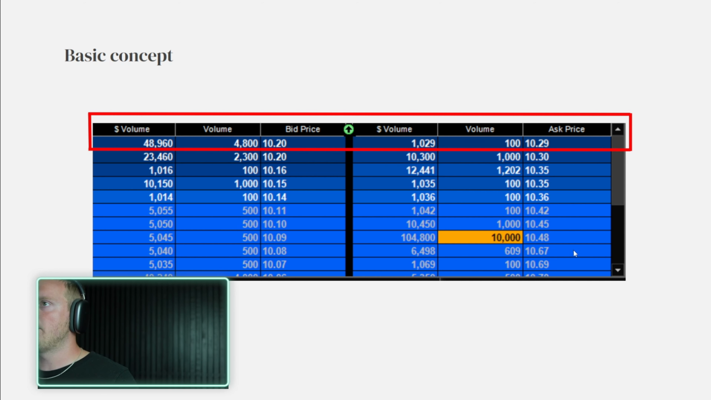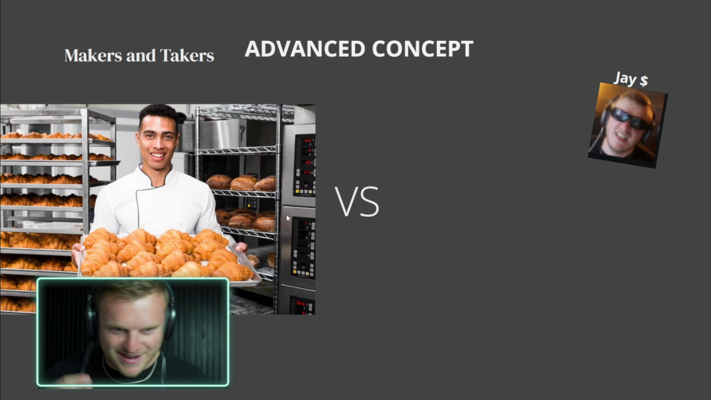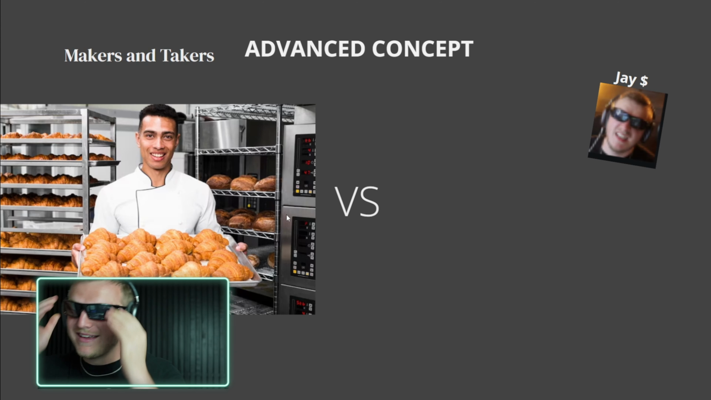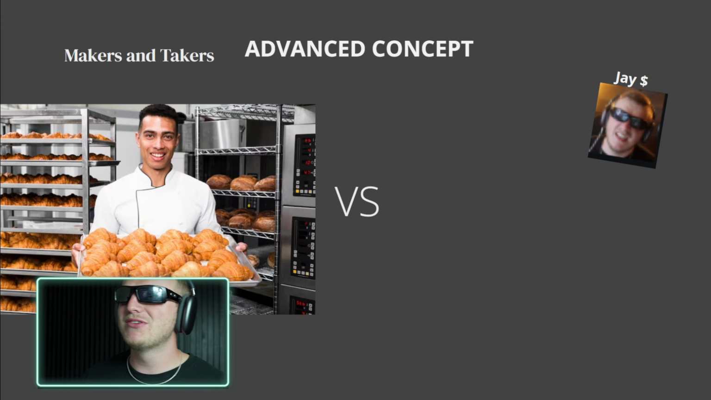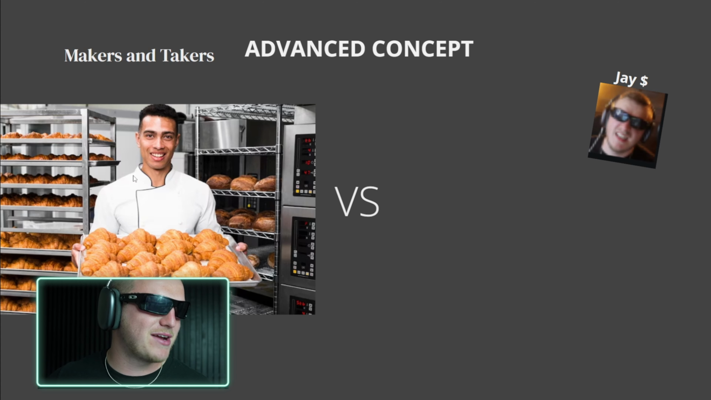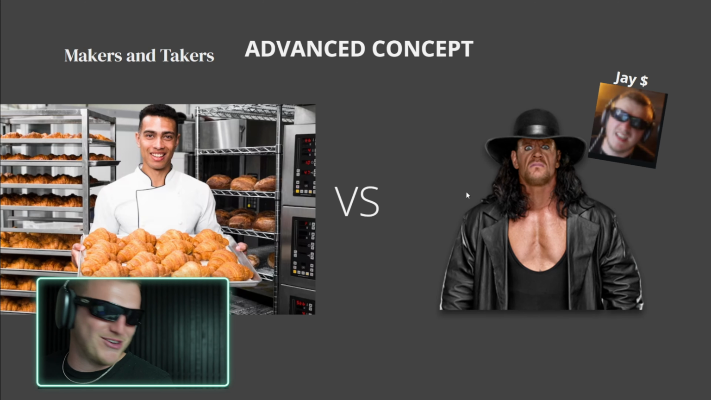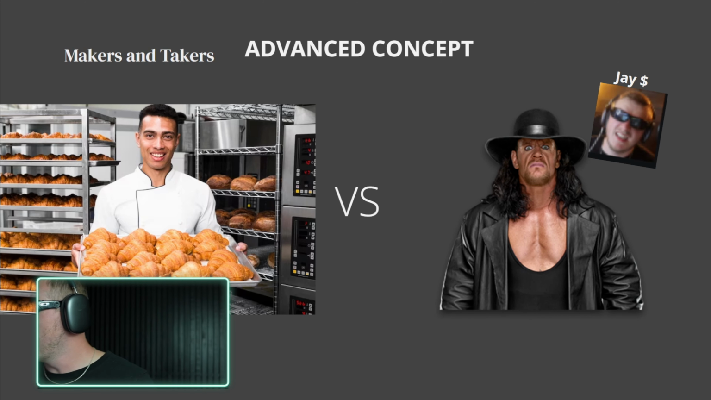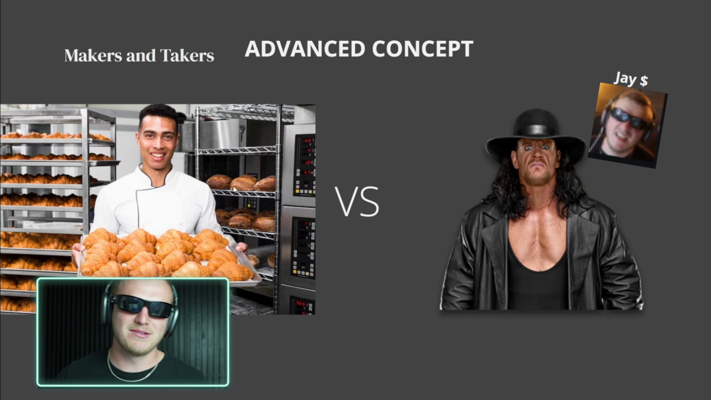Okay, moving on. Oh snap! We got Advanced Concept J Money in the chat. So we're talking about makers and takers. And for some reason, when I said maker, I thought of a baker. So we got bakers versus the Undertaker. So bakers and takers, or makers and takers. But this is what I think is quite funny. So we have makers, which is just a baker. I don't know why I put that there. And then we have takers, Undertaker.